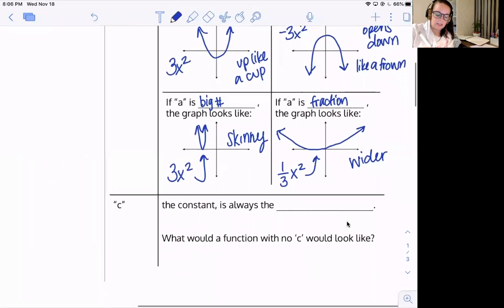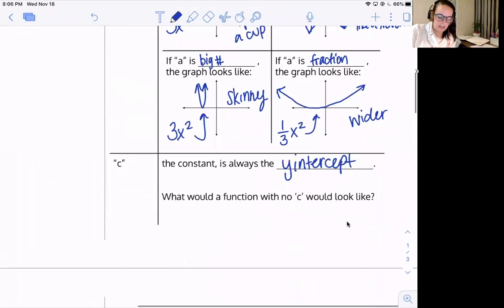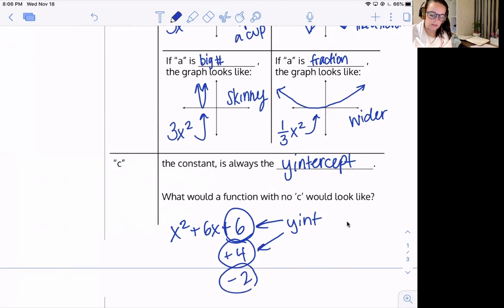C, the constant, is always the y-intercept. So the constant is this number here at the very end, the number by itself. So if it was x squared plus 6x plus 6, 6 would be the y-intercept. If it was plus 4, 4 would be the y-intercept. If it was plus minus 2, negative 2 would be the y-intercept. So it doesn't matter what comes first. Whatever the number is by itself, that would be your y-intercept.